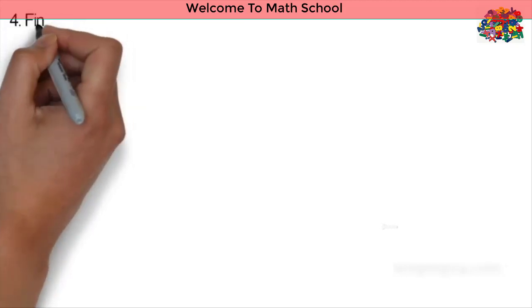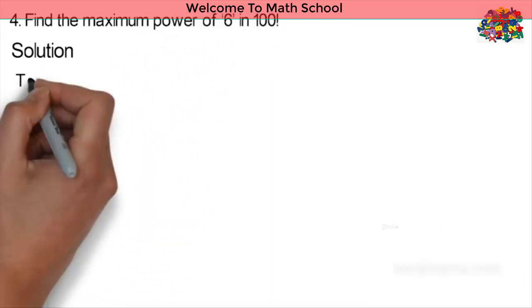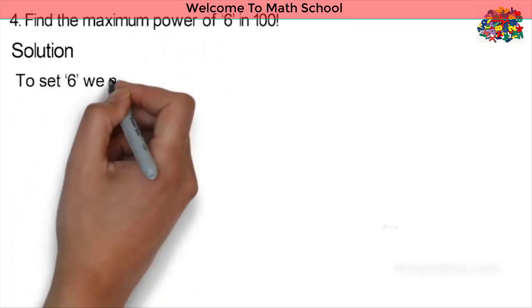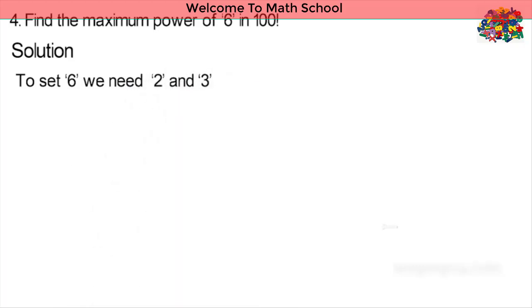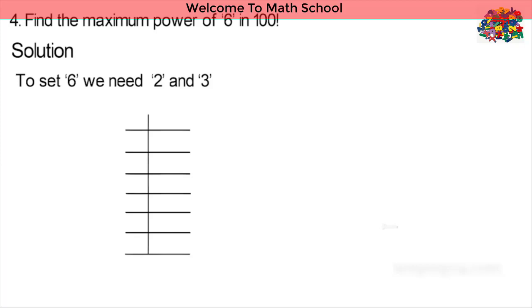Next we have to find the maximum power of 6 in 100 factorial. Now to get a 6 we need two numbers. One number is 2 and the other number is 3. So first try to find the number of 2's in 100 factorial. As we have already discussed, if you want to find a particular number in a factorial, you go for continuous division. So in order to find the number of 2's in 100 factorial, divide 100 by 2.